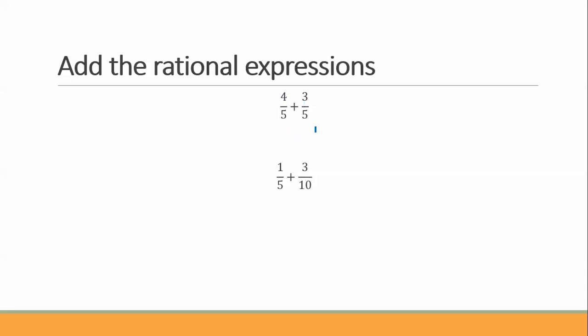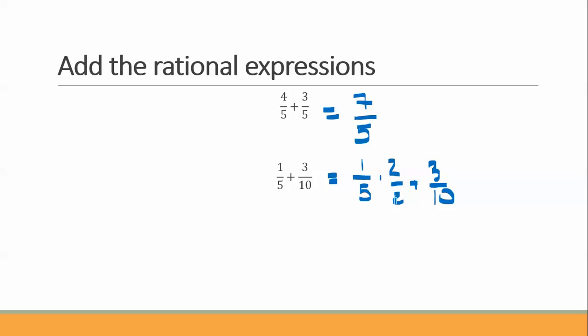These already have a common denominator, so we just have to add the numerators, and we have 7/5. These two do not have a common denominator, but it's like when we had the 3 and the 6. 5 is a factor of 10, so we can do 1/5 times 2 over 2 plus 3/10. We're going to talk a little bit more about least common denominators in a couple sections, but for now, try and find the smallest multiple of the two.